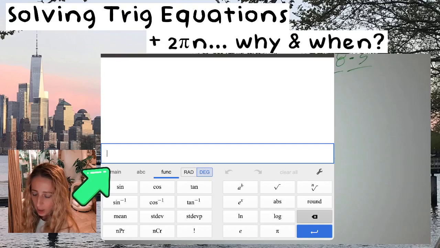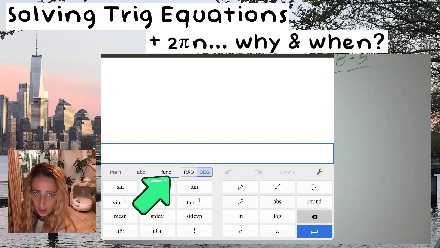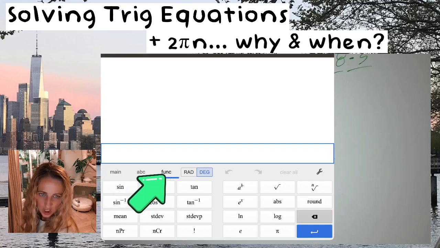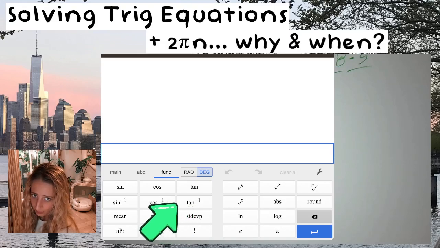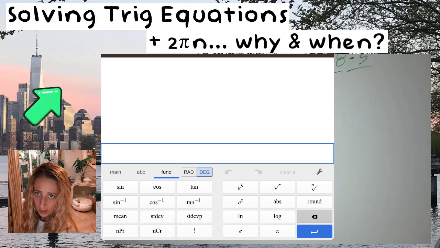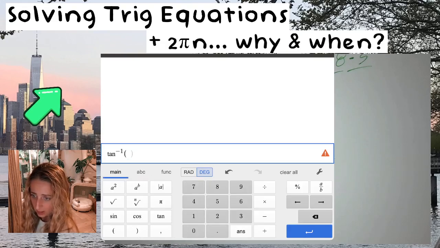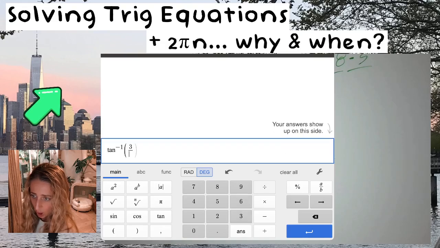Oh, okay. So what I hit on this Desmos calculator, I hit func over there. Sometimes you just hit shift or second. When I hit func, now you see tan inverse is right there. That's the one we want. Okay. So let's move that guy out of the way. All right. So I want to do the tan inverse. And I want to go back to the main. And I want tan inverse of 3 divided by 4. And then close the parentheses.